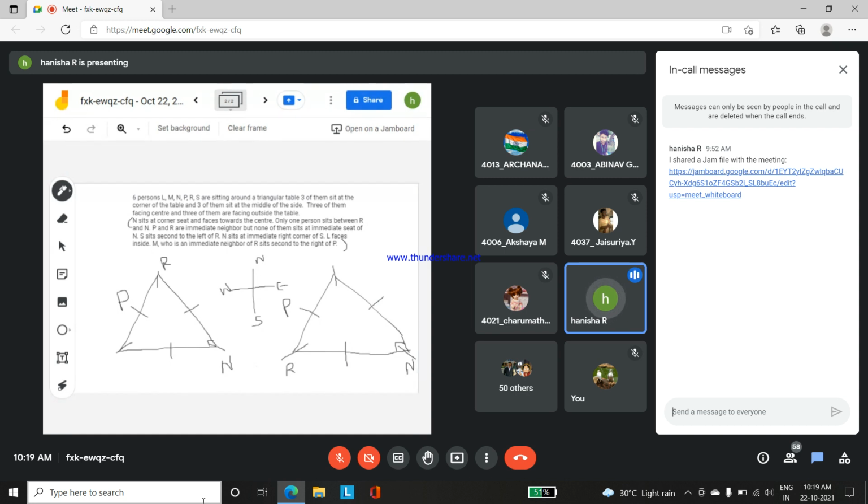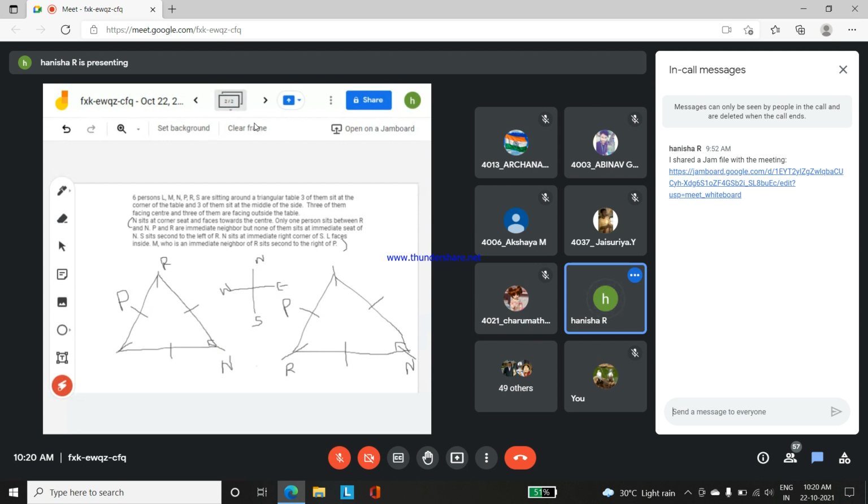S sits second to the left of R. That is the next clue. What is the meaning? S is going to sit at the second position to the left of R. First, we don't have to go for the left side and all. Just look which is the second position for R. For R, the second position will be, on this side it is 1 and 2. This is the second position. And on this side it will be 1 and 2. This is the second position. Similarly here, this is the second position, and again this will be the second position. So one of the second positions of R is already fixed with another variable N.